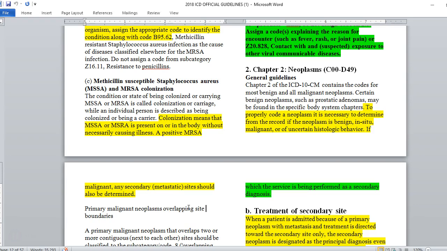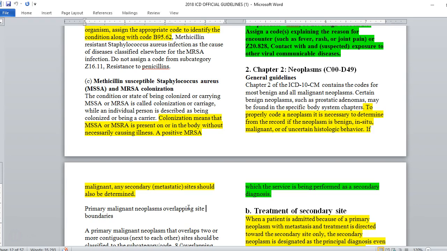Now, to properly code a neoplasm, it is necessary to determine from the record if the neoplasm is benign, in situ, malignant, or of uncertain histologic behavior. Okay, so we know benign is non-cancerous, malignant is cancerous. In situ is a very specific type of cancer. In situ means localized to one area without spreading. So, for instance, cervical cancer tends to be in situ, meaning it just invades the cervix and it doesn't invade other body parts.